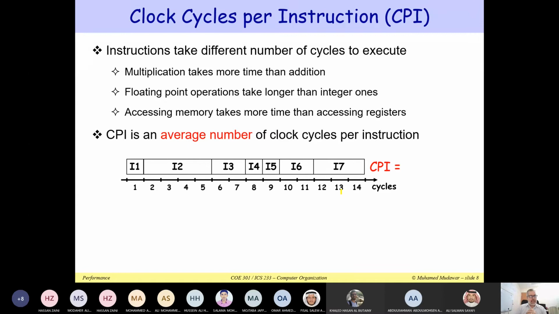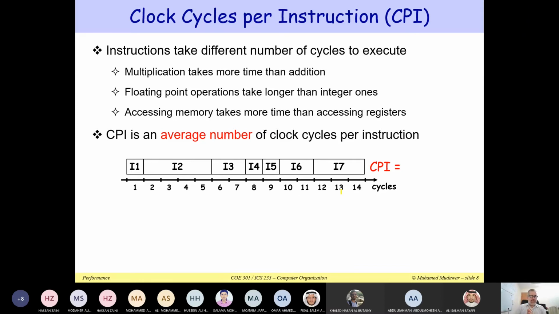Now, in a real CPU system, on a real processor, instructions can take a different number of clock cycles to execute. In the case of the single cycle CPU, we assume that each instruction will take 1 cycle, but that's not realistic, because sometimes you have simple instructions, sometimes complex instructions. For example, if you have a multiply instruction, multiplication is definitely going to take longer than addition, because multiplying two 32-bit numbers takes longer to execute.